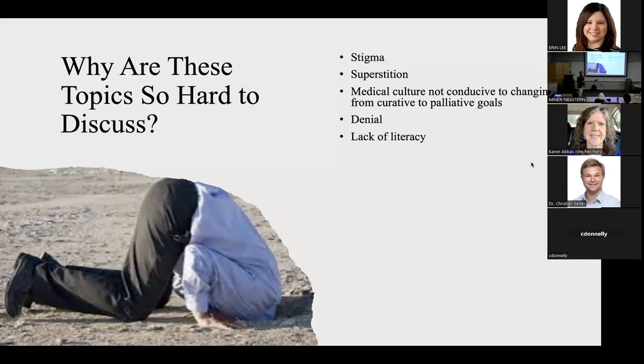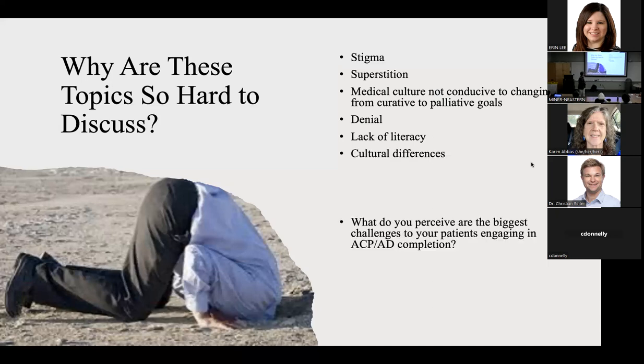Lack of literacy, right? I don't wanna put this on the patient. This is systems that promote a lack of literacy, right? Additionally, earned distrust of the medical system from people from different cultures, right? Like, I don't wanna fill out this document. I don't know what you're gonna do with it, right? Earned distrust being the name of the game there.